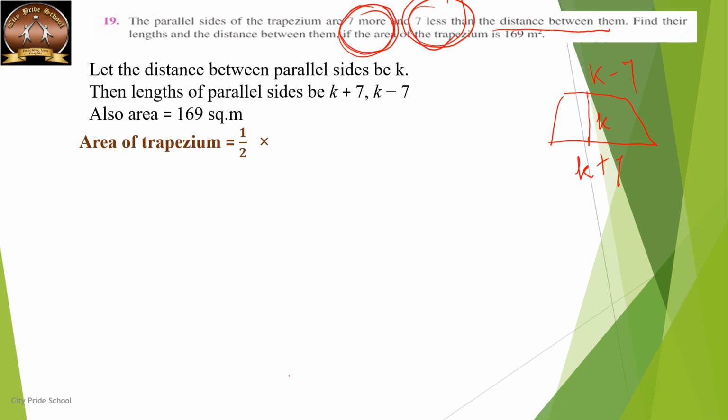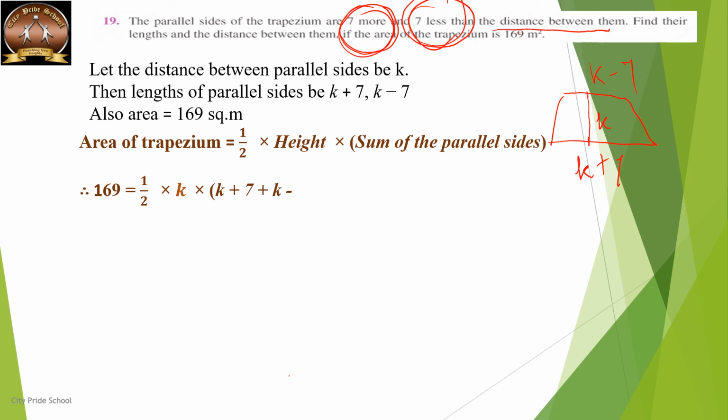Area of trapezium is equal to half into height into sum of parallel sides. 169 will be equal to half into height K into K plus 7 plus K minus 7. So plus 7 minus 7 will become 0 and K plus K will become 2K. So half into K into 2K, so 2 gets cancelled. So we know that K square is 169. So K is the square root of 169, which is 13. Therefore K is equal to 13 centimeter.